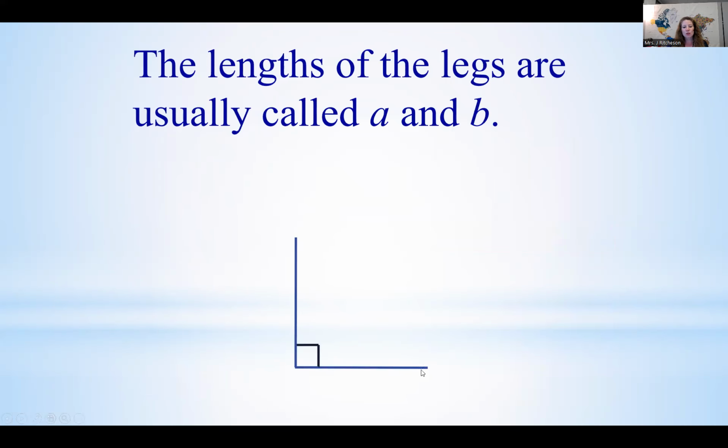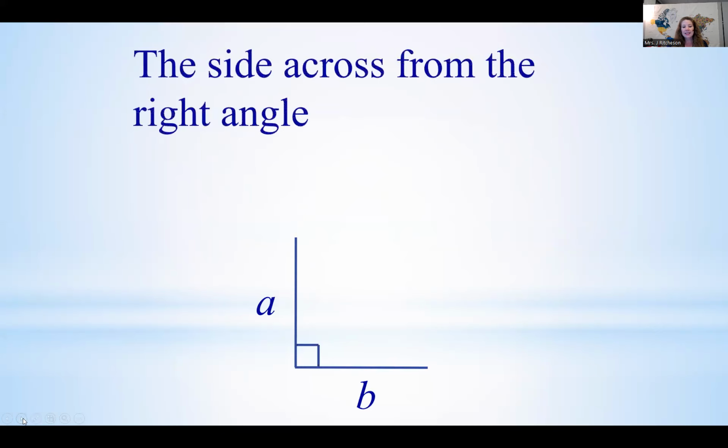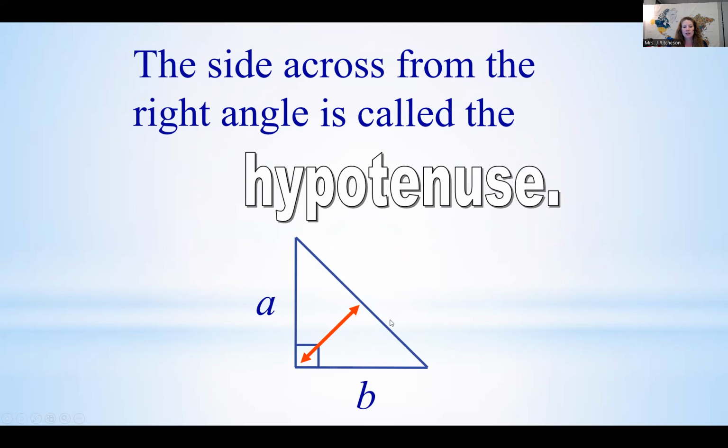So those two sides that come together to form the 90-degree angle are called the legs. So in the Pythagorean theorem, we label the legs A and B. And then the side that's across from the right angle is always the longest side, and it's called the hypotenuse. All right, so the longest side, always across from the right angle, is called the hypotenuse.